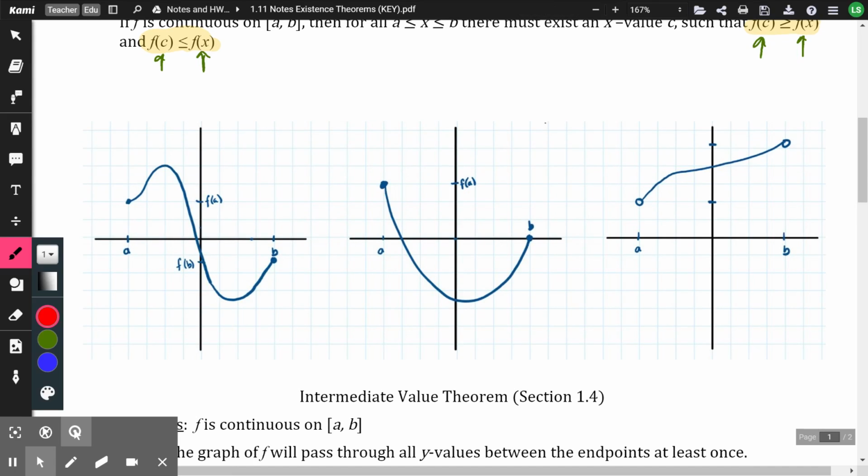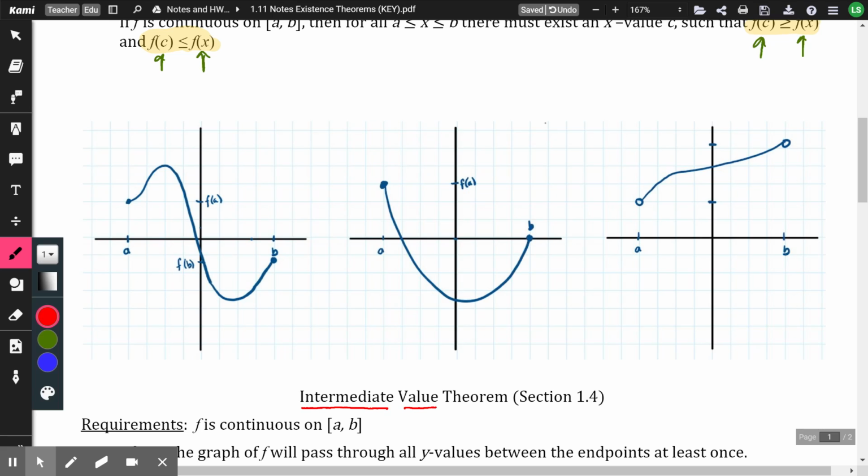Our next theorem is called the intermediate value theorem. If we just break down those words to begin with, intermediate is talking about values, and specifically y values, that are in between two other y values. We talk all the time about having a certain domain that goes from A to B, but what is the range of that function based on A and B?